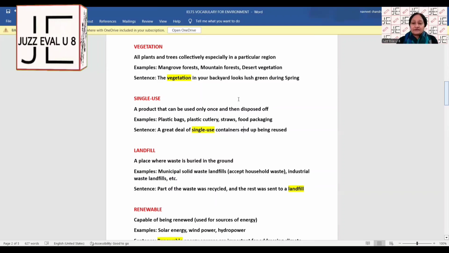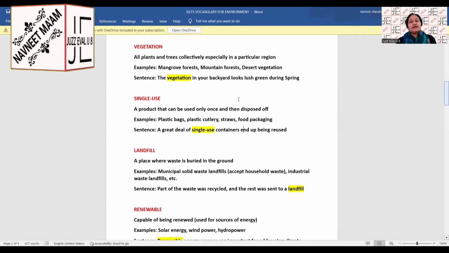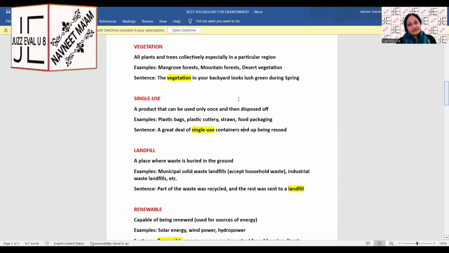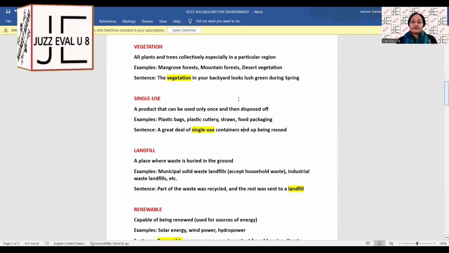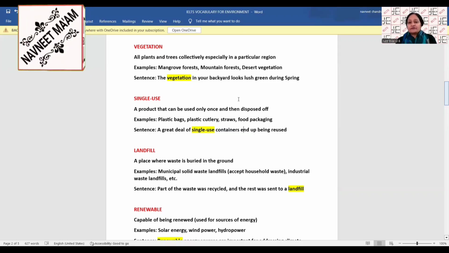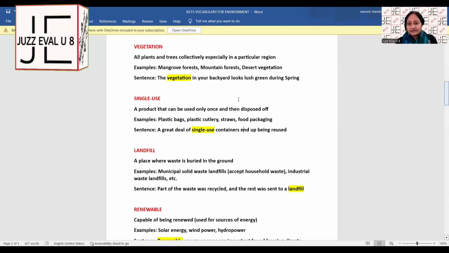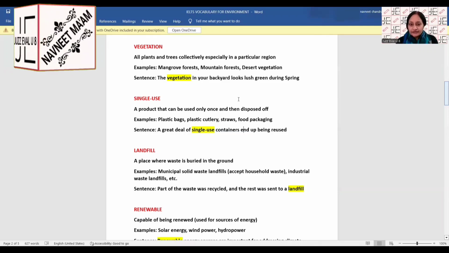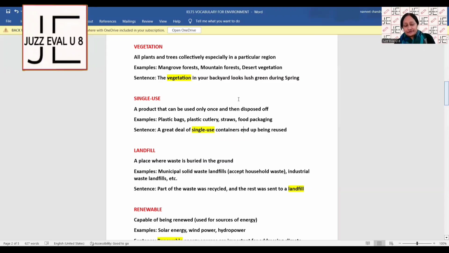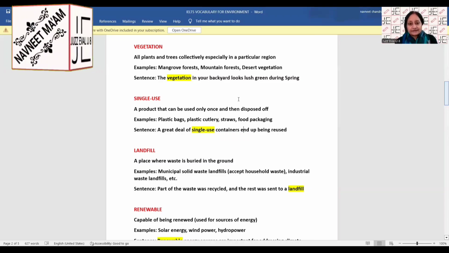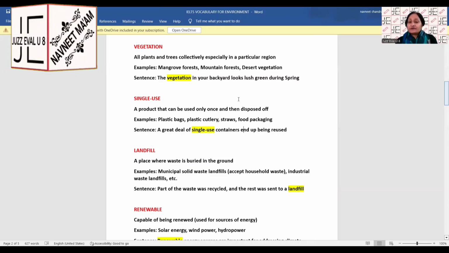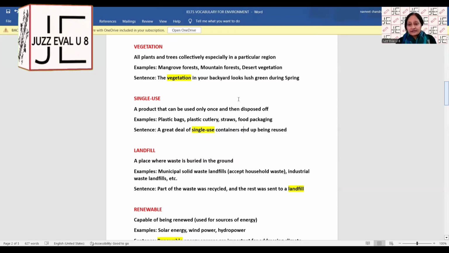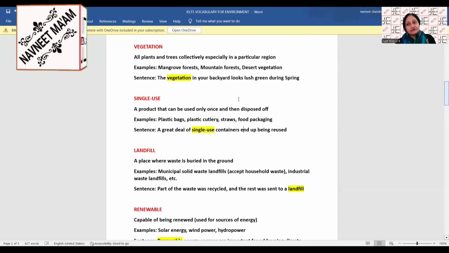Then landfill. Now, what is landfill? Landfill is a place where waste is buried in the ground. Municipal solid waste landfills, that is the waste that comes from the households, and there are also industrial waste landfills. So part of the waste was recycled and the rest was sent to a landfill.